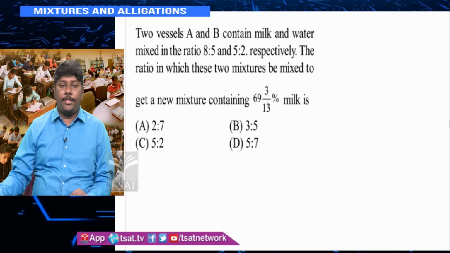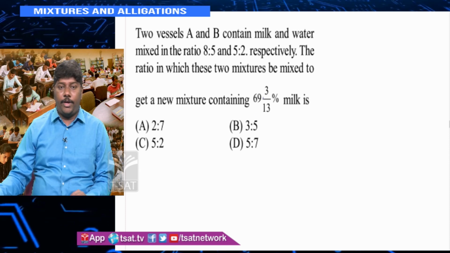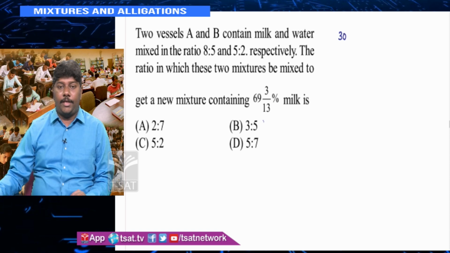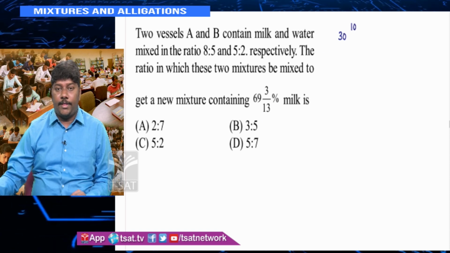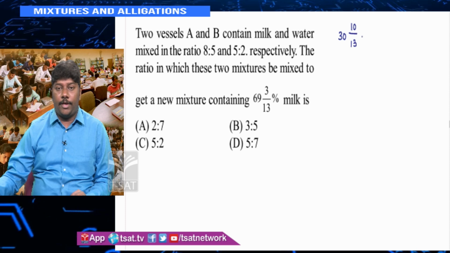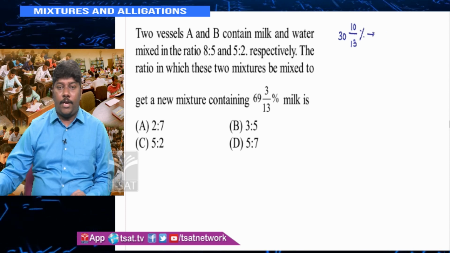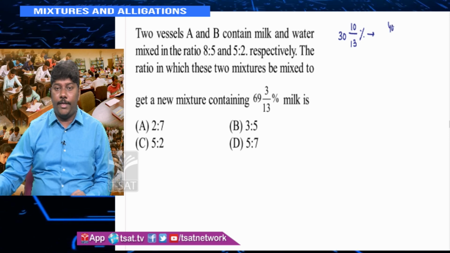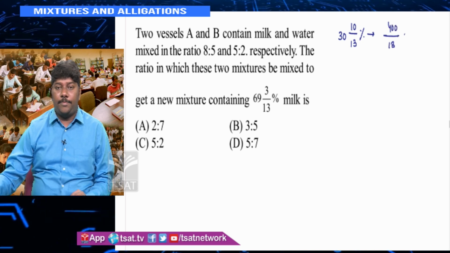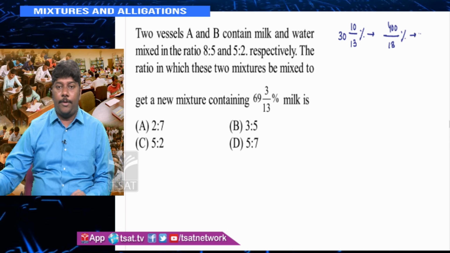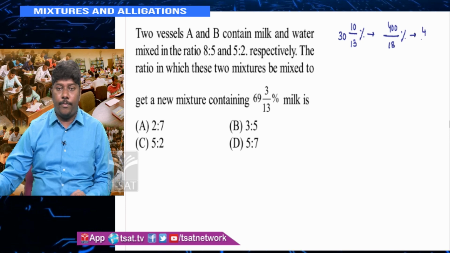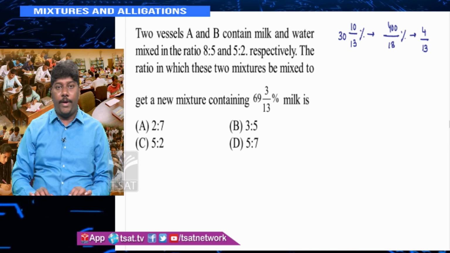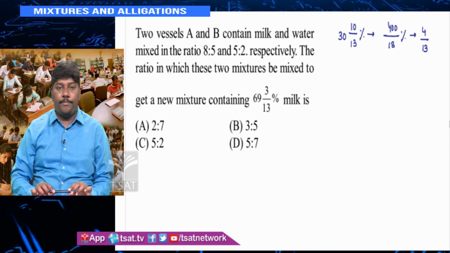So, how much is water? If milk is 69 3/13, subtract this from 100, you will get 30 and 10/13. So, 10/13 is added to the 30, this is the percentage of water we are going to get. Convert it into an improper fraction, that is 400/13 as a percentage. As a percentage it is 400/13, but as a fraction it becomes 4/13. So, how much water is there in this? 4/13 parts of water is there in the mixture.